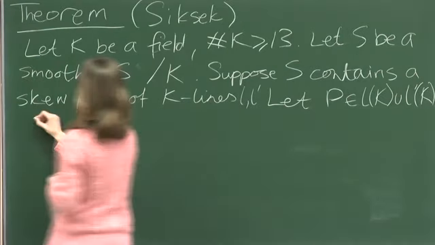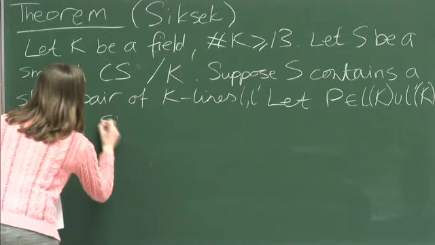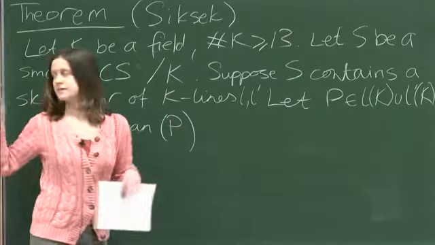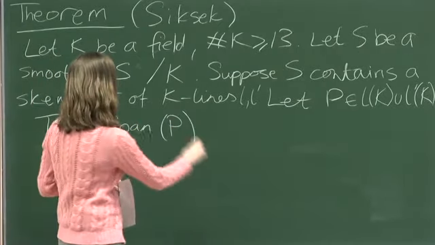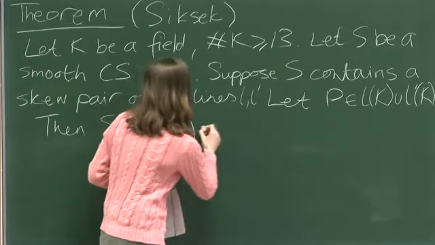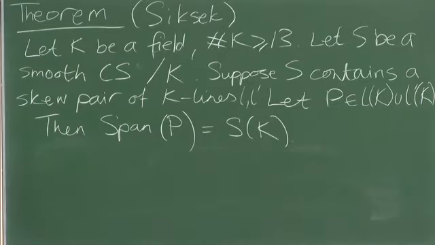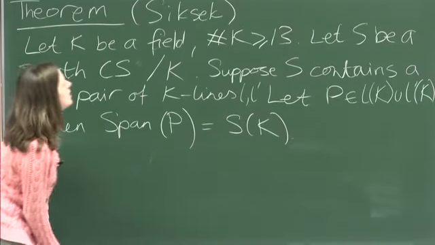Then the span of P, so I just mean everything you can get just by starting with P and then iterating this tangent and secant process, gives you all of the rational points on your cubic surface. Okay.